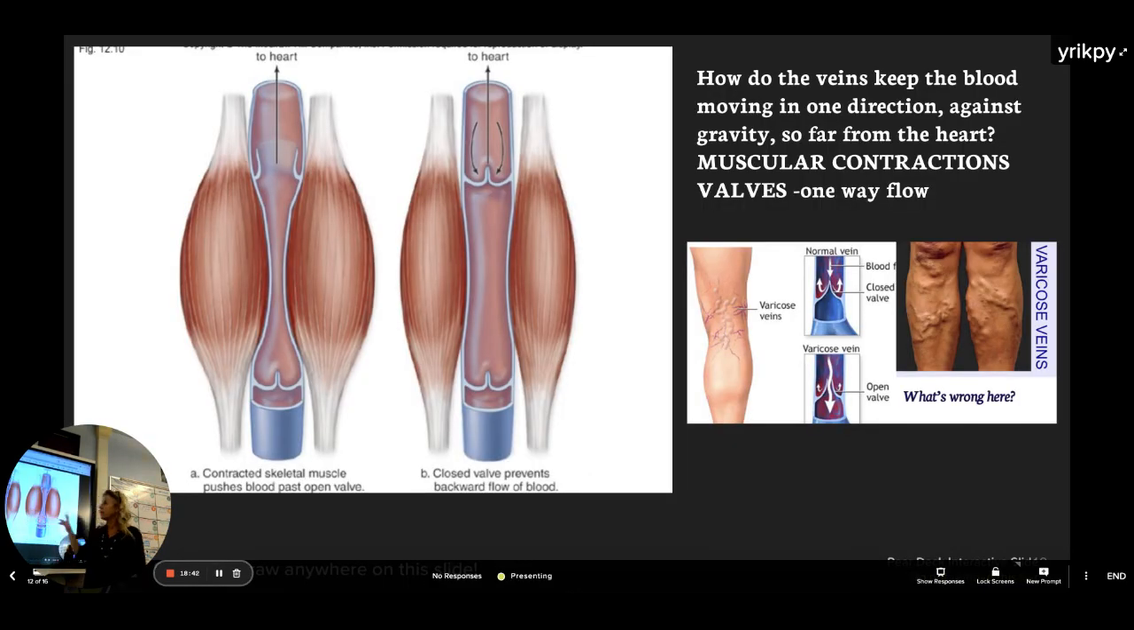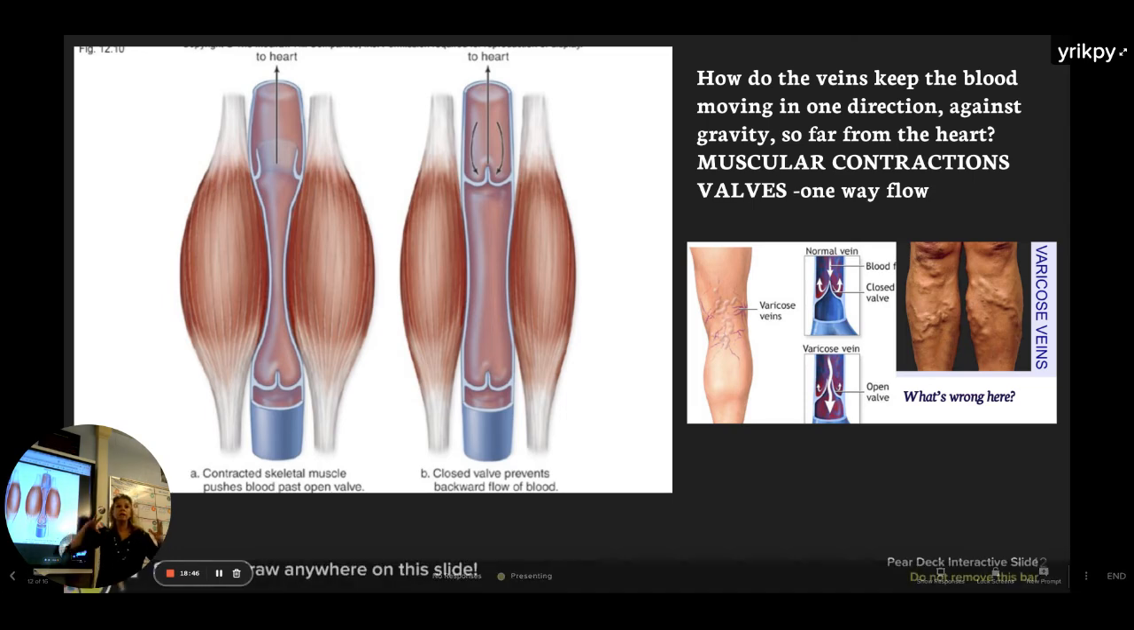We talked about it. What keeps the blood going? The muscles contracting, the blood from behind pushing on it. But those muscles contracting on those thin walls helps to keep it going. And then valves keep it from falling back down. They keep the blood going in one direction. What happens when the valves break? You get what? Varicose veins.